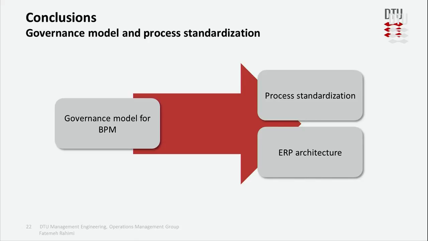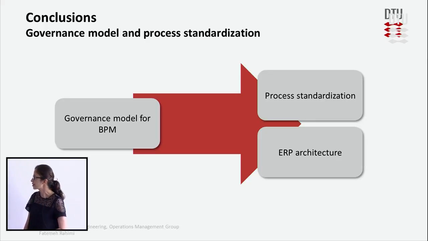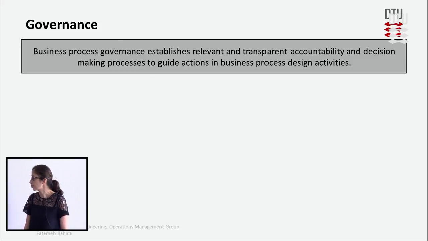But the second and third research questions also had another important contribution. They both emphasized the importance of business process governance. The second study suggested that central governance for managing business processes is a prerequisite for a global ERP implementation. The third study also suggested that central governance for managing business processes is a prerequisite for defining, enforcing, and maintaining common process standards. So this finding encouraged my next study, where I looked into business process governance. Business process governance establishes relevant accountability and decision-making processes to guide actions in business process design activities.